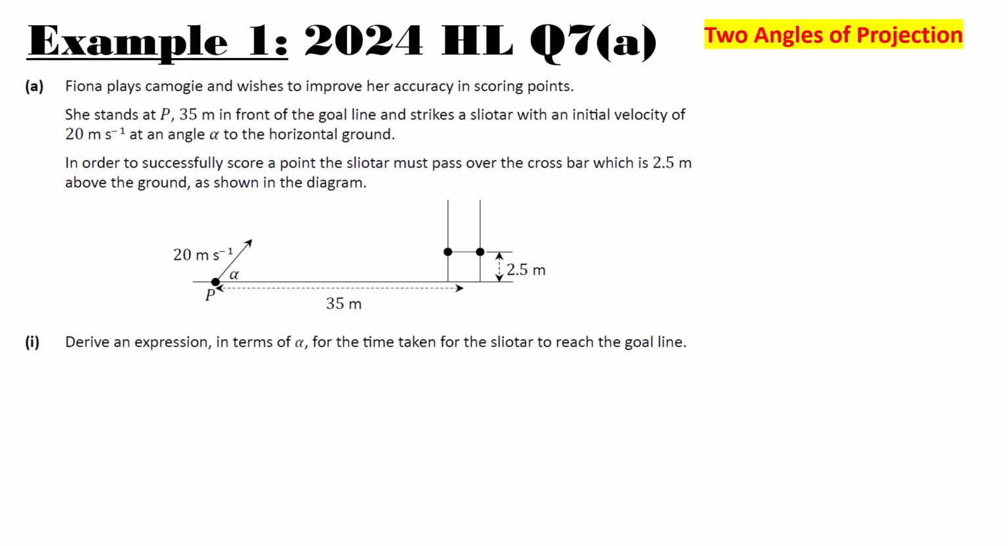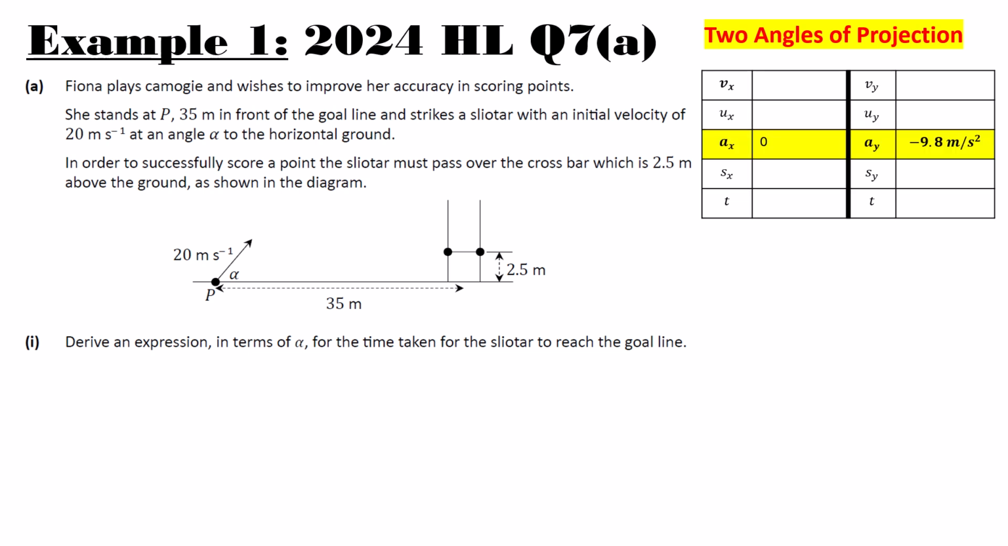Okay. So we're asked to derive an expression in terms of alpha for the time taken for the sliotar to reach the goal line. So that diagram there contains pretty much all the information that was given in the paragraph. So the first thing we're going to do is set up our table. So RVUAST, straight away I put in my acceleration. Acceleration is always 0 in an x direction and always minus 9.8 in the y direction. That is because everything we look at currently is going to be a horizontal plane.